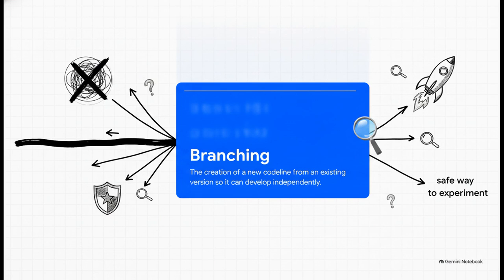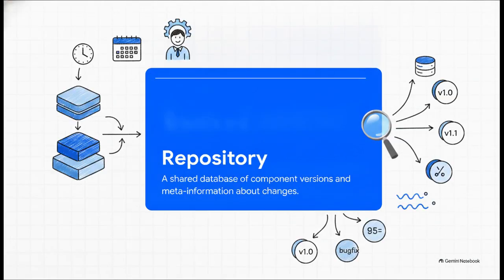Next up is branching. Branching is the creation of a new code line from a version in an existing code line. Think of it in really simple terms. It is a safe sandbox to experiment in. If you need to fix a nasty bug or try developing a risky new feature, you create a branch. This allows you to develop entirely independently without breaking the mainline code that everyone else on your team is currently relying on.